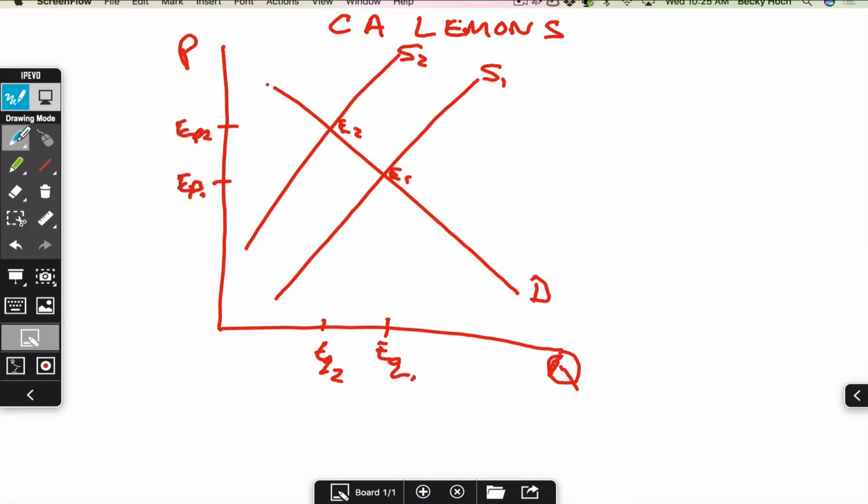So what do we have to do now? Find consumer surplus. Where's consumer surplus? Tell me where it is on the graph. It's between the price and the demand. So which price? Our new price after the soured lemon crop, right? So here's our new price, and the demand curve is here.